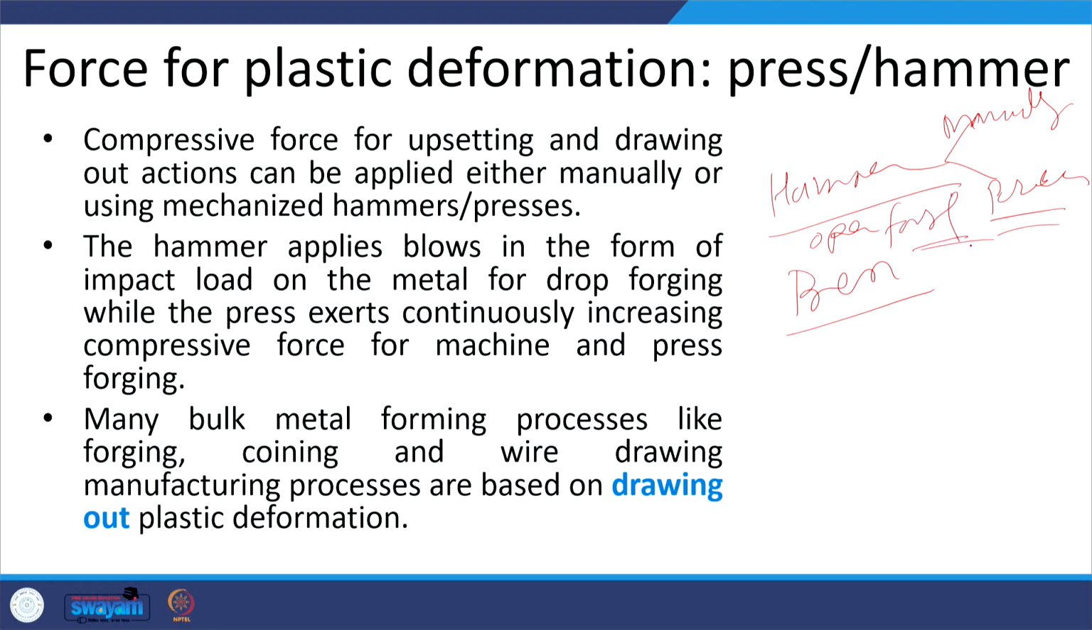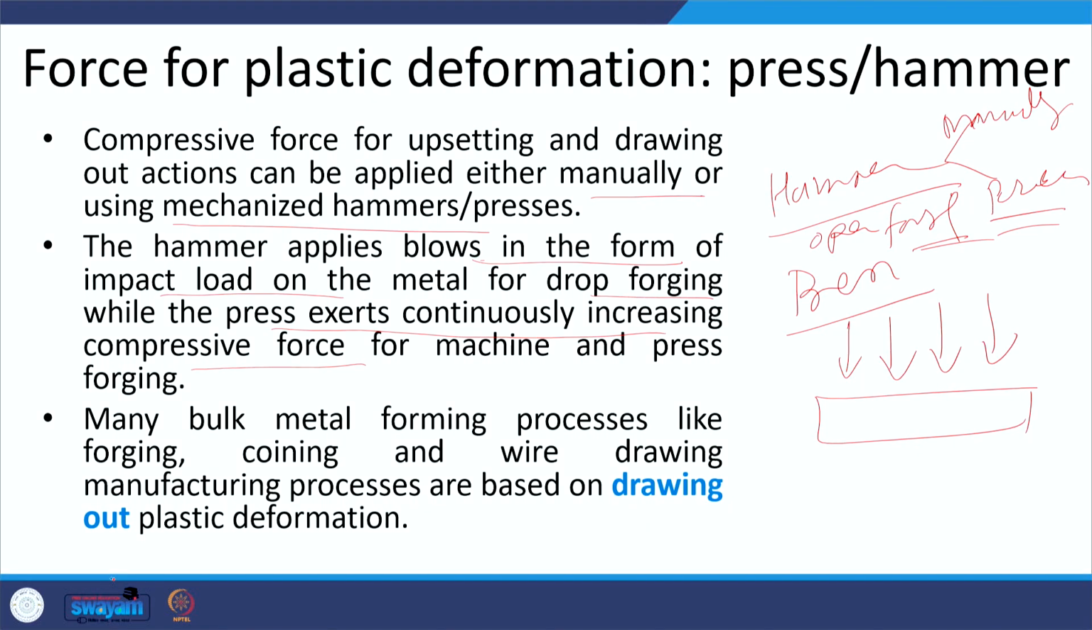While in case of the press, the load is increased gradually on the top surface of the stock material, to cause the plastic deformation of the material as per the shape desired, with the help of the die cavities. In case of the hammer, blows are applied. So, compressive force for upsetting or drawing out can be applied manually or using mechanized systems like hammers or presses. A hammer applies the blows in the form of impact loads on the metal for drop forging, while a press exerts the continuously increasing load for press forging.